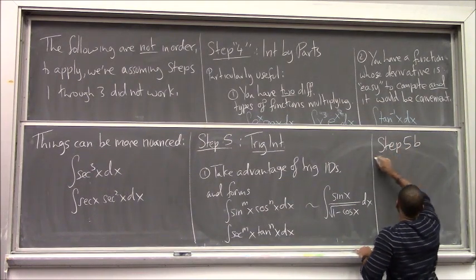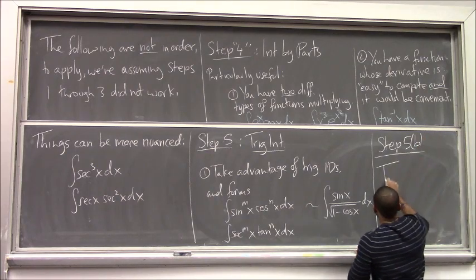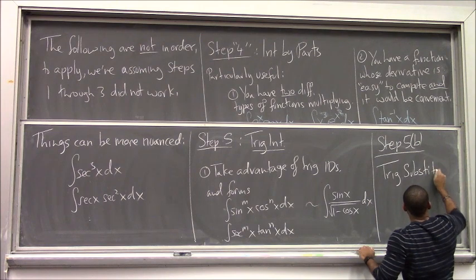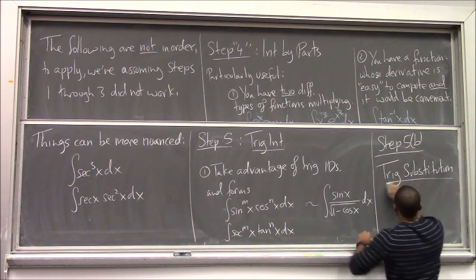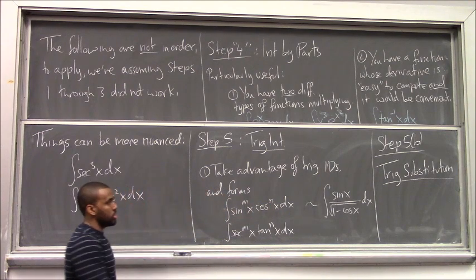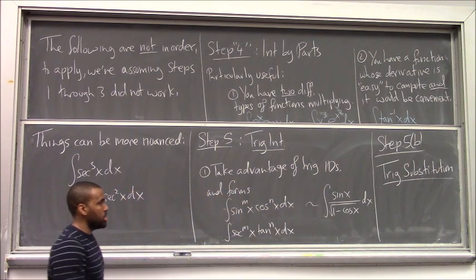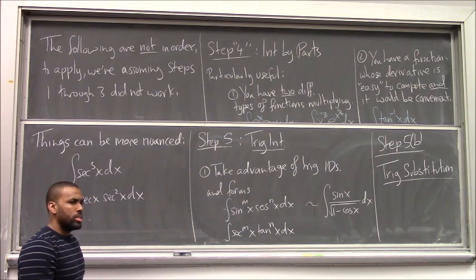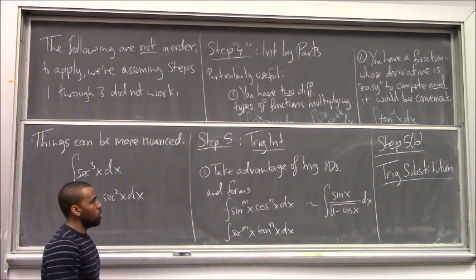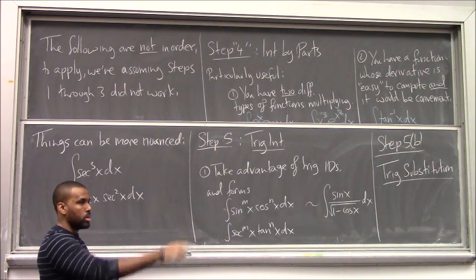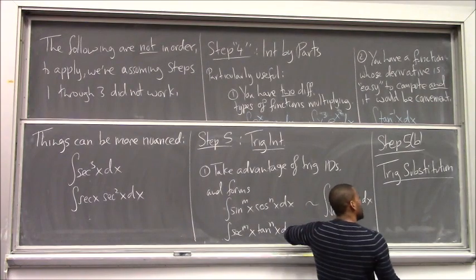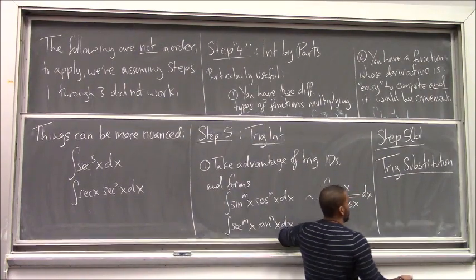Step 5b, I guess, trig substitution. Now, trig substitution is when you don't have trig, but you introduce trigonometry into the situation to hopefully make things a little bit easier. When is that a good idea? What would make you think a trig substitution might be a good idea? Yeah. Can you see one of the forms in the denominator? Right. Well, not necessarily the denominator, but just seeing one of these forms somewhere.